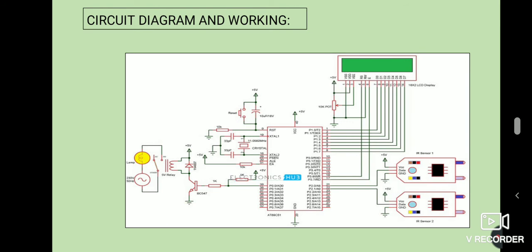Next, the circuit diagram is explained. The 16 by 2 LCD pins have been connected to port 1. The two sensors have been connected to port 2, at pin numbers 21 and 22 respectively. The relay has been connected to port pin 30.